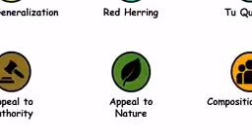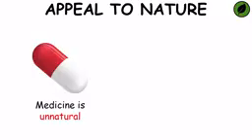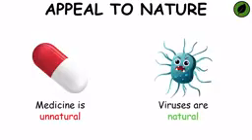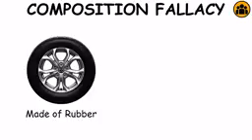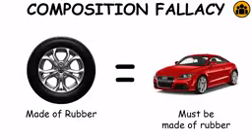Appeal to nature fallacy. It's an argument in which it is proposed that a thing is good because it is natural or bad because it is unnatural. It's a fallacy because the unstated primary premise, what is natural is good, is typically irrelevant and an opinion instead of a fact. Composition fallacy. It arises when one infers that something is true of the whole from the fact that it is true of some part of the whole.